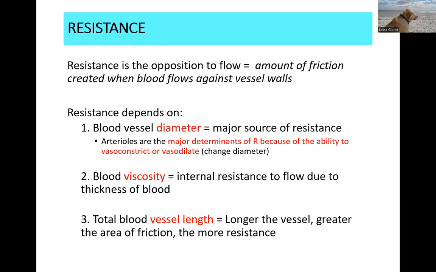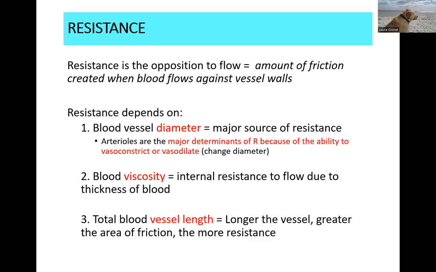Blood viscosity, which we briefly talked about in the blood chapter. When the blood is thicker, it resists flow. Right? So when viscosity goes up, resistance goes up, blood pressure goes up, blood flow goes down, and vice versa.